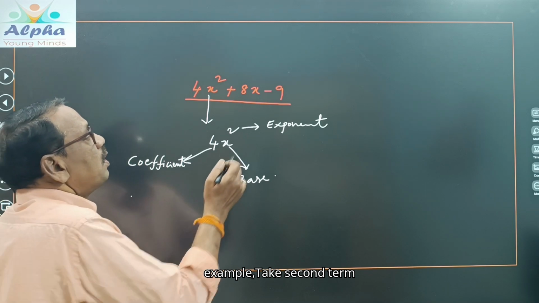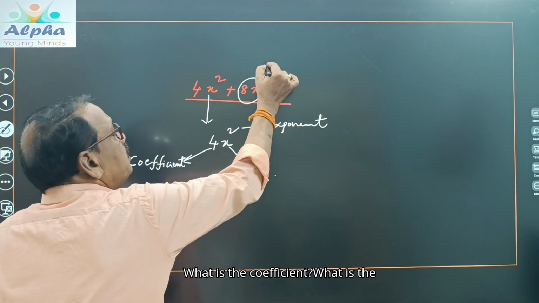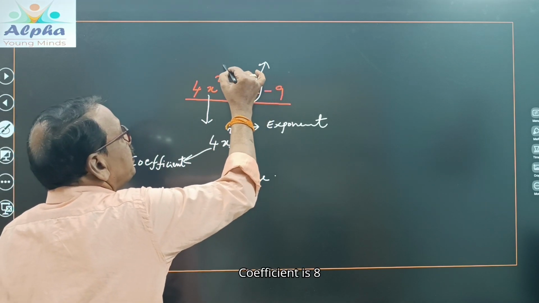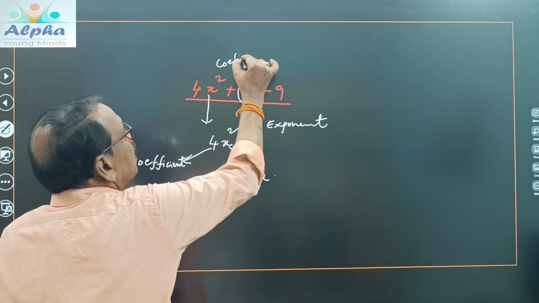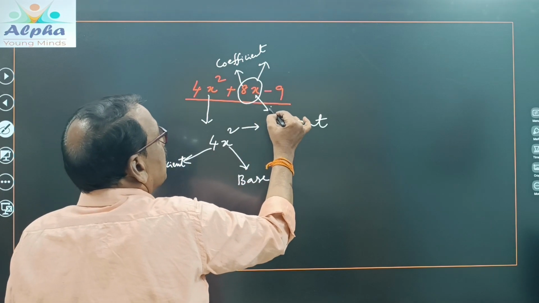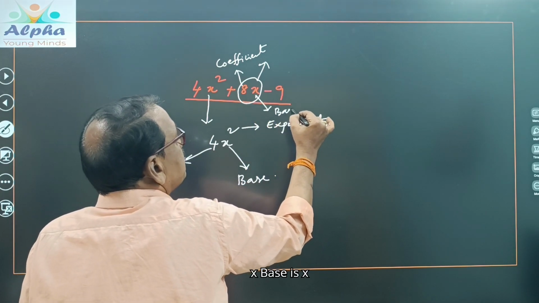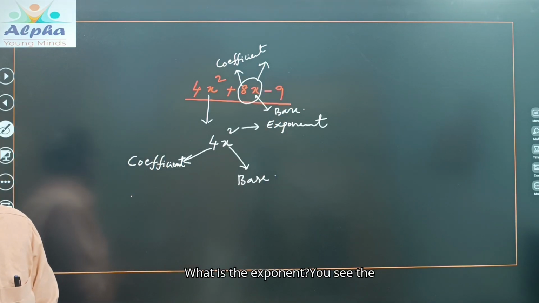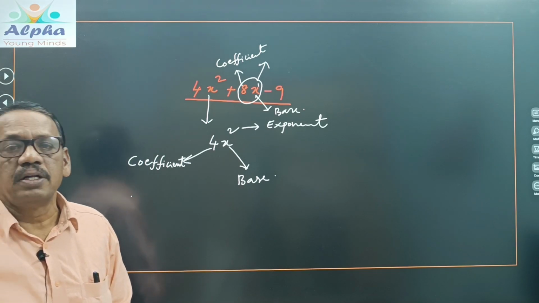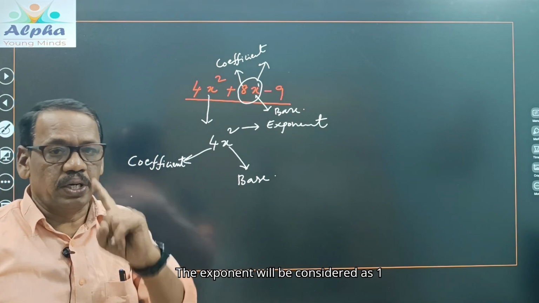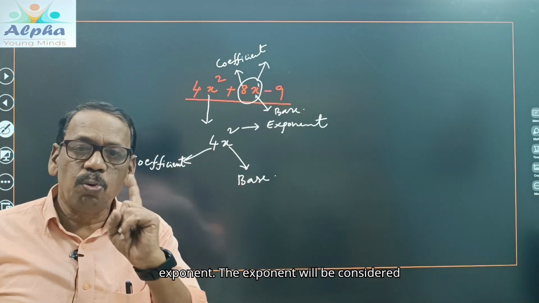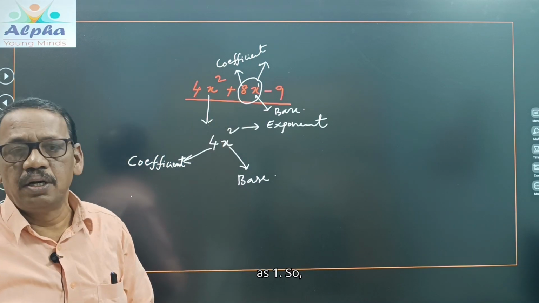For example, take the second term. What is the coefficient? 8. The coefficient is 8. What is the base? x. The base is x. What is the exponent? Here see, the variable does not contain any exponent. The exponent will be considered as 1.